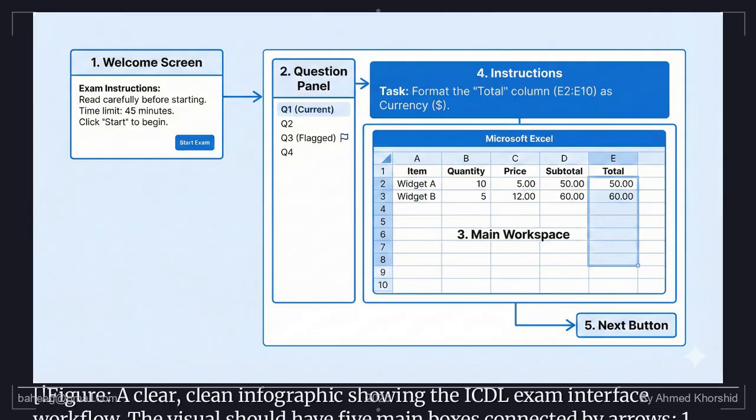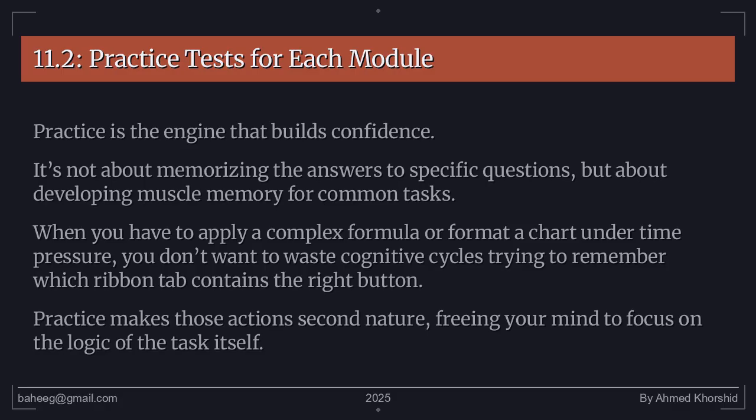Figure: a clear, clean infographic showing the ICDL exam interface workflow. The visual should have 5 main boxes connected by arrows. 1. Welcome screen with exam instructions. 2. Question panel on the left with a list of questions. 3. Main workspace in the center showing a partially completed Excel sheet. 4. Instructions at the top with a specific task like format the total column as currency. 5. A next button at the bottom. The style should be minimalist and professional, using a blue and white color scheme, similar to software documentation.